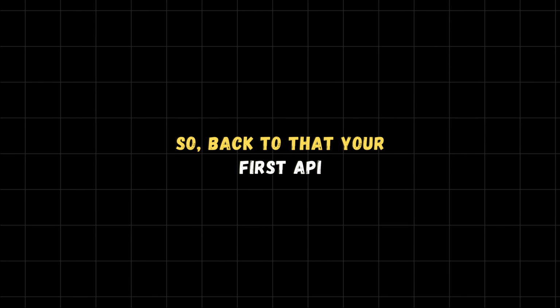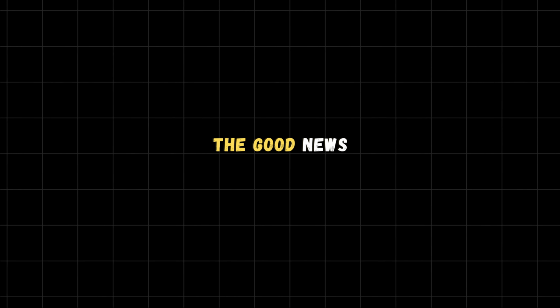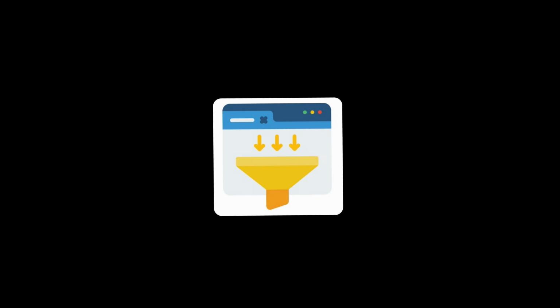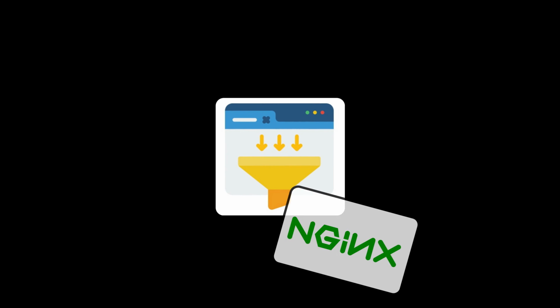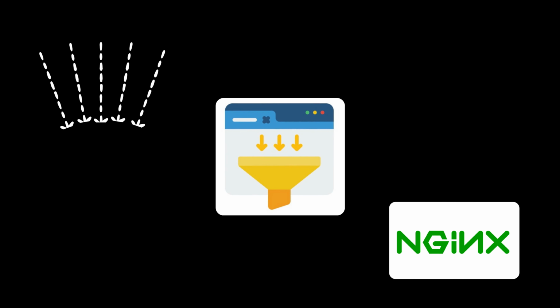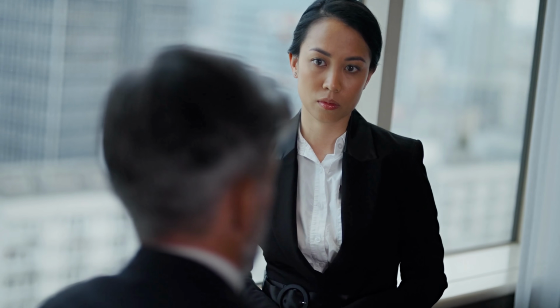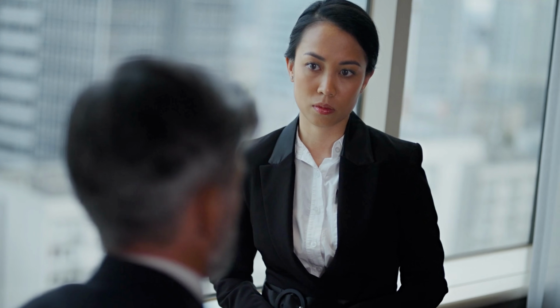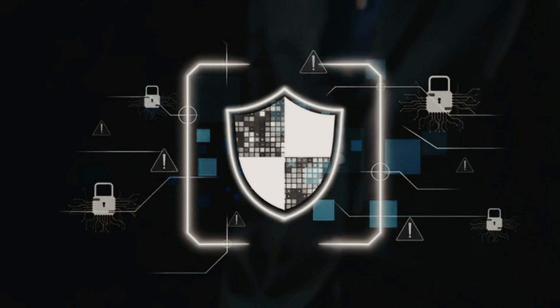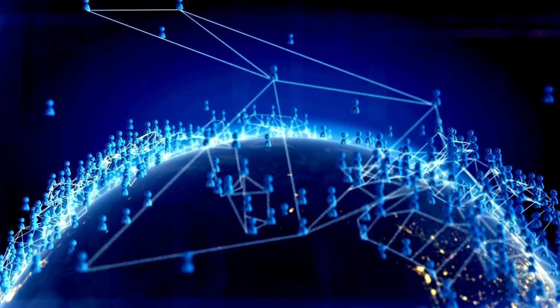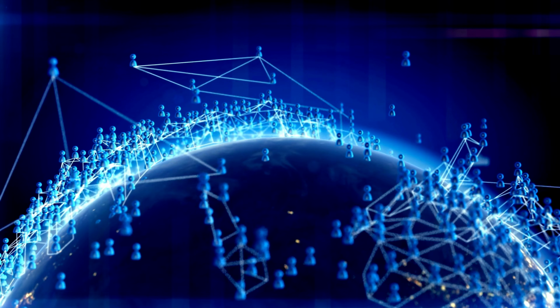So, back to that first API. The good news, they came back online in about 20 minutes. They implemented a basic rate limiter using Nginx, 100 requests per IP per minute, deployed it, traffic normalized. But here's the thing that stuck with their lead engineer. He explained to me, we never thought we needed to protect our API from our own users. We thought we only needed to protect it from the internet. Turns out the internet is your users.